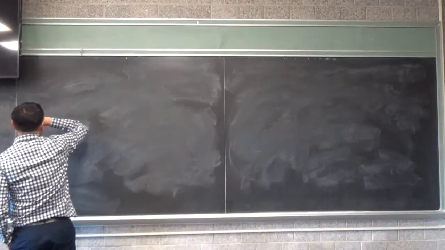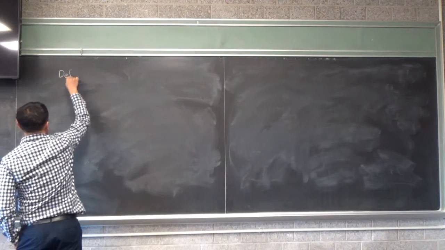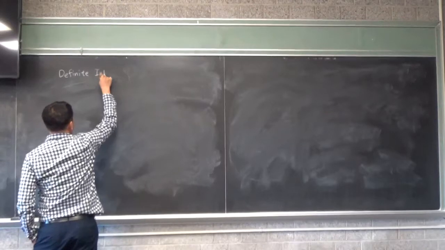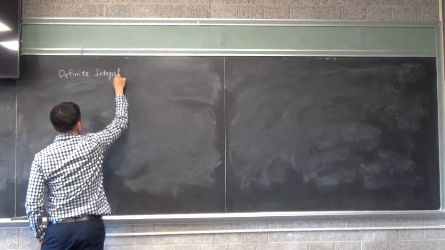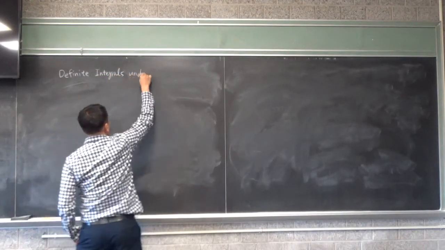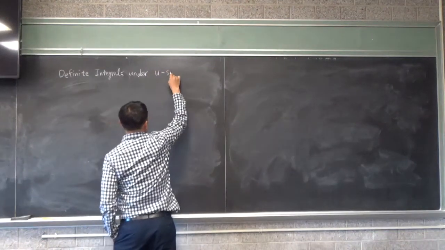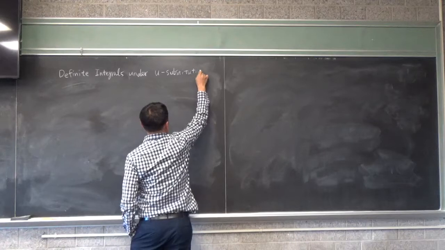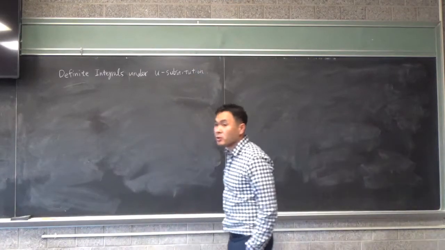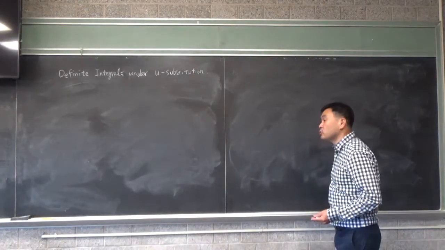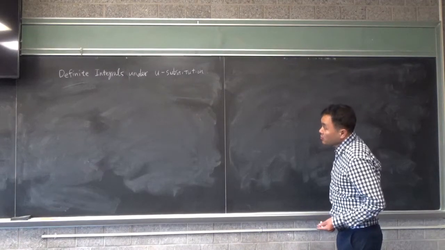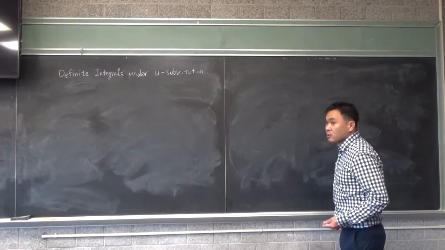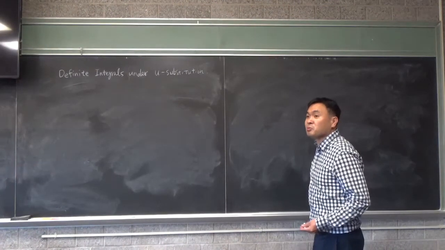The new topic for today is definite integral under U substitution. And I want to show you two methods to solve one question, and only the second one will be the preferred one.